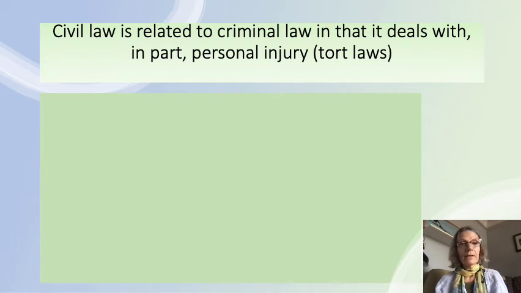So as it says there, civil law is related to criminal law in that civil law sometimes deals, in part, with personal injury, or what's known as civil tort law, okay? Sometimes you might injure somebody, injure a human, and you would have committed a crime, assaulting them, punching them in the face. But if you're found to be the responsible party for injuring somebody, you can also be sued, okay?